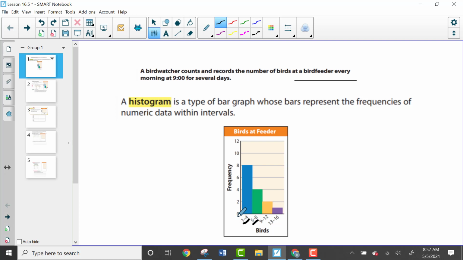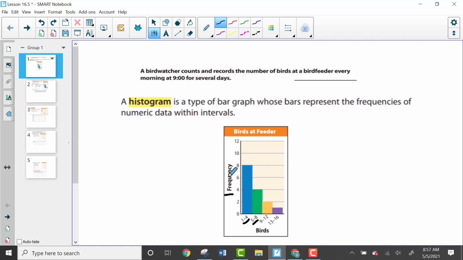And then you can see on the y-axis there are intervals of 0, 2, 4, 6, 8, 10, 12. So intervals of 2. And this shows you the frequency. So the y-axis will always show you the frequency.